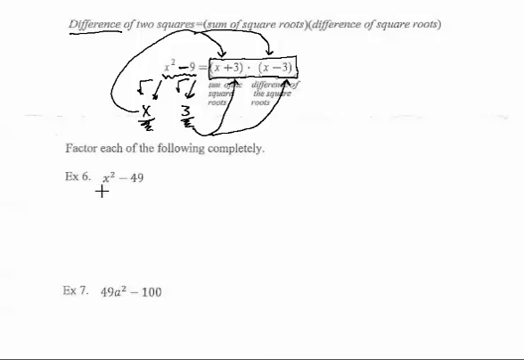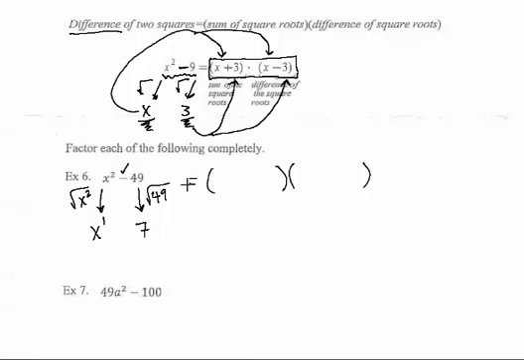So example 6, we see that we have an x squared and a 49. So we say, what is the square root of an x squared? We just simply divide the exponent by 2 and we get an x to the 1, or just an x. And then the square root of 49, if you put that in your calculator, you see that 7 times 7 is a 49, so the square root is 7. And you want to check that we are dealing with the difference of two perfect squares.